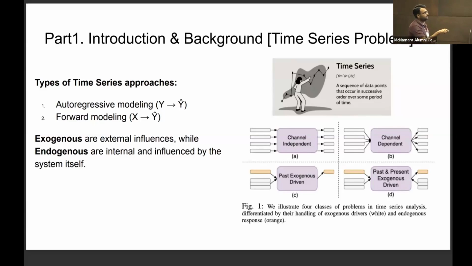And then we have C and D, where C is basically a subset of B, where we consider the exogenous variables. Exogenous is denoted in white, and endogenous is denoted in orange. So we consider both X and Y relationship in order to do the future forecasting of the Y. And this is what we are currently working on: if we know a past X and Y, and if we know the current X, then can we do a better job at the X to Y mapping? So this is what we are trying to target, the category D.